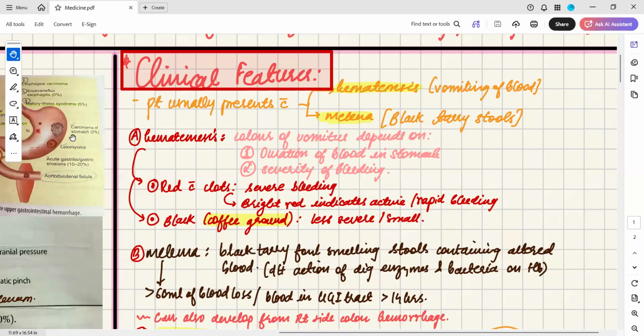So basically, in the causes we've seen, whenever we write the causes for upper GI bleed, we mainly divide them into gastric causes, esophageal causes, and duodenal or small intestinal causes, and we can also write miscellaneous causes. Now, these were the causes of the disease, but how will the patient present? The patient usually presents with hematemesis or melena.